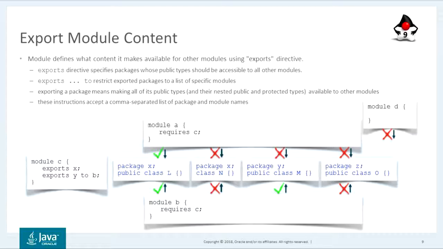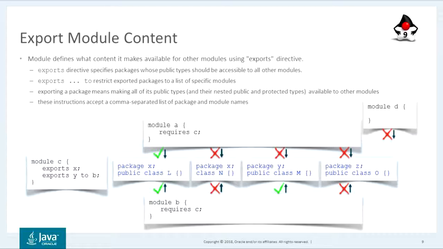See, both modules A and B in this picture require module C. Module B can access X and Y, and module A can only access X because the Y package in module C hasn't been made available to it. It has only been made available to specific other modules. So you limit exactly what you expose from the module to the rest of the world. Once again, the exports clause simply points to different packages, so classes inside these packages will be made available to other modules.